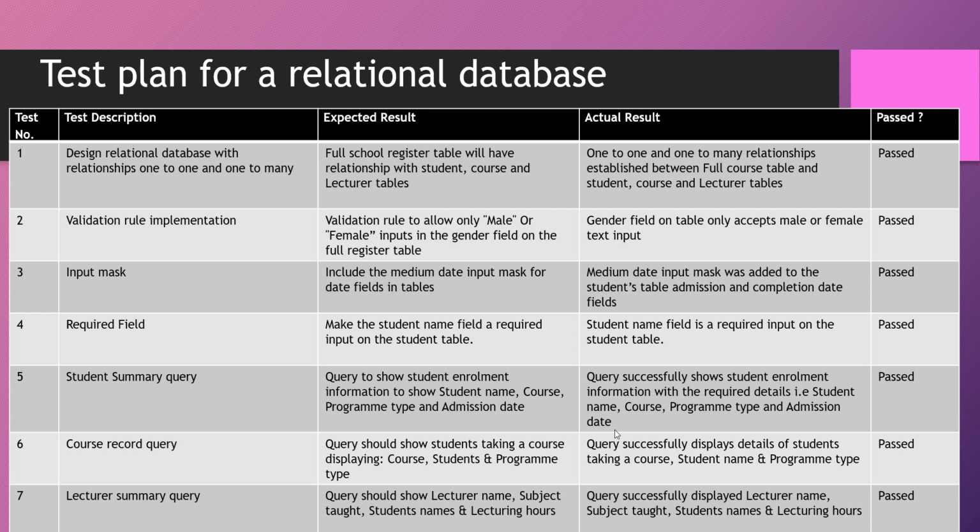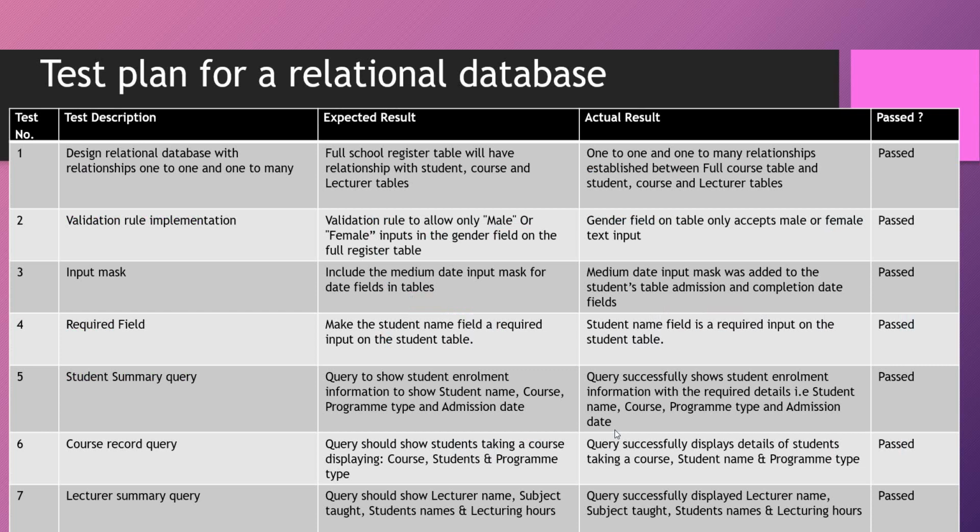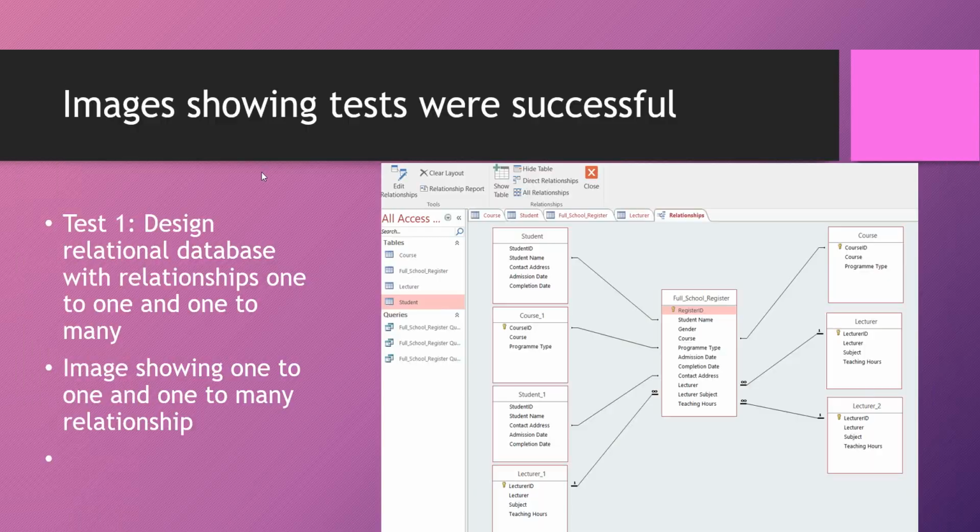So that is all for testing your relational database. The next thing you need to do is to provide screenshots for each of these tests that passed. So this is what you do. For test 1, you must say that the first test, if you look at the table, says number 1, to design a relational database with one-to-one and one-to-many relationships. If you look at this, you'll see that you have a one-to-one relationship here, and one-to-many relationships, one-to-many, one-to-one.